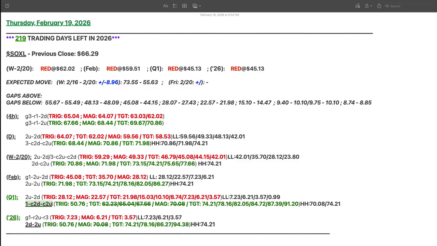We talked about on the quarter, we already ran the 1 combo 2 down, combo 2 up strat, reached magnitude at 70.08. So not a lot to do there. Same with the year, right? We reached magnitude, and we just got to wait for these lower time frames to set up more either reversals or continuation patterns, right? So there you have it. Those are your triggers and targets for everything from a scalping perspective all the way up through the 1-year chart.